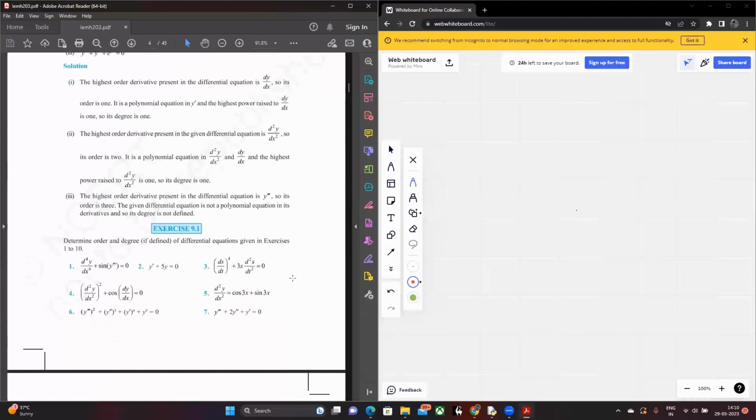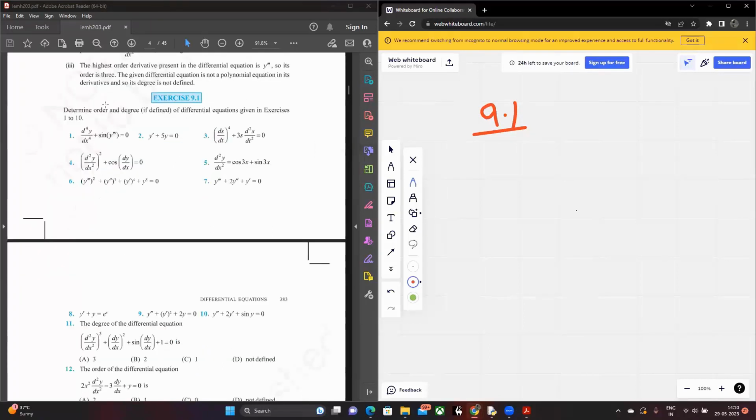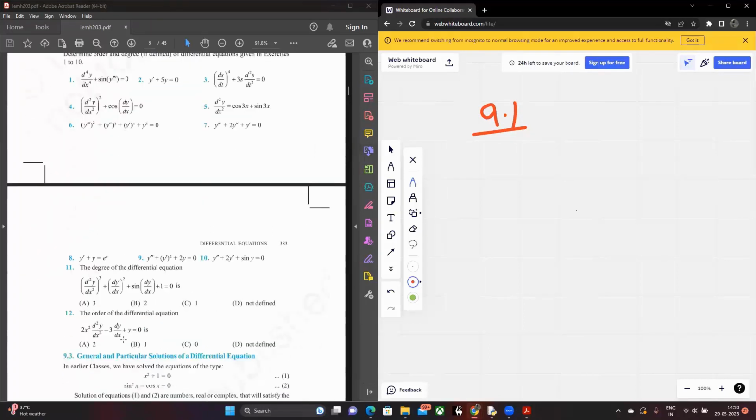So that's a part of exercise 9.1. So I'll just go with 9.1 now. 9.1, right? Determine the order and degree of the differential equations given in 1 to 10, and 11 and 12 are 2 MCQs, right? First question.